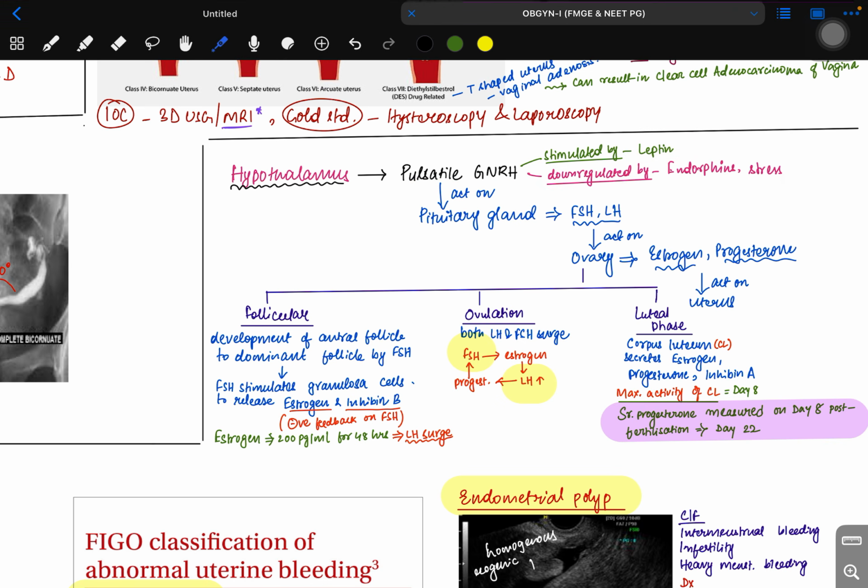Now on the ovary, let's understand what's happening. So there are three phases: follicular phase, ovulation phase, and luteal phase. So in the follicular phase, what happens? There is the development of the antral follicle to the dominant follicle by FSH. This FSH acts in the ovary.